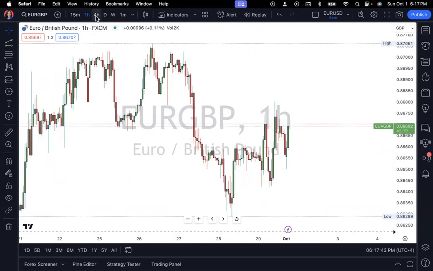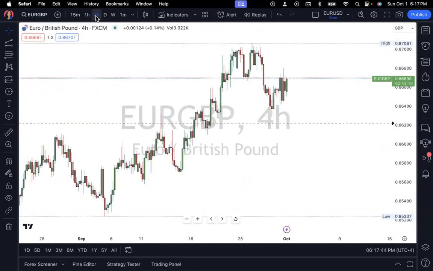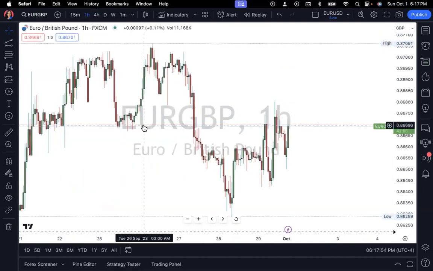Now, if I were to change my chart to a 4 hour, each one of these candles is going to appear every 4 hours, and that particular candle is telling me everything that happened within that 4 hour time frame. Now, the time frame that you're looking at does matter, but we're not really going to make a big deal about that today. That all comes down to personal preference and your trading style.